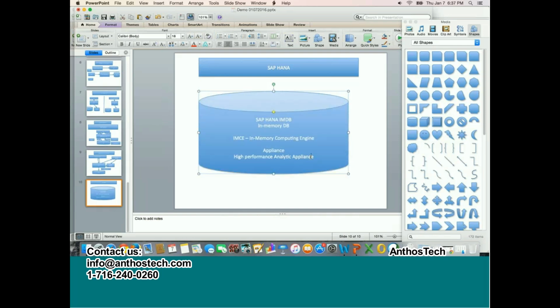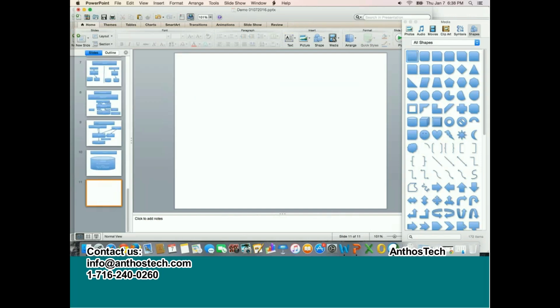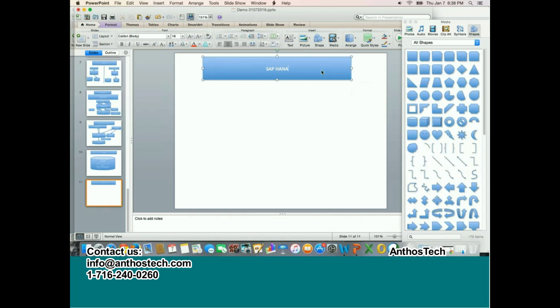So my answer to those people who ask me whether it is a database is: yes, HANA is equal to a database plus more, which results in an appliance. So you cannot call HANA just a database. That is SAP HANA, which is High Performance Analytic Appliance, database plus more. So now you know that SAP HANA, as the name itself suggests, is an in-memory database.